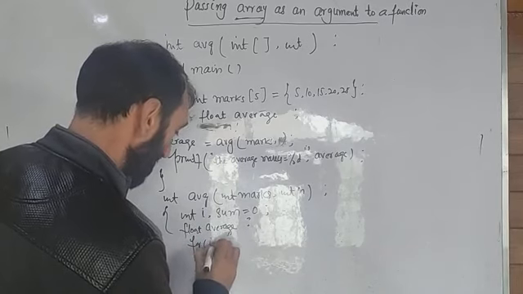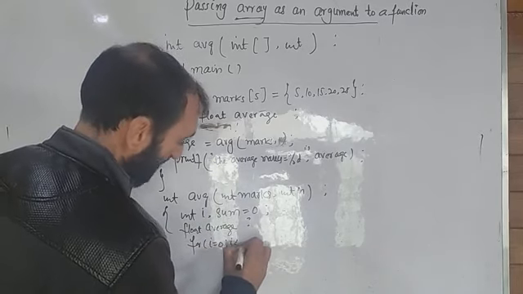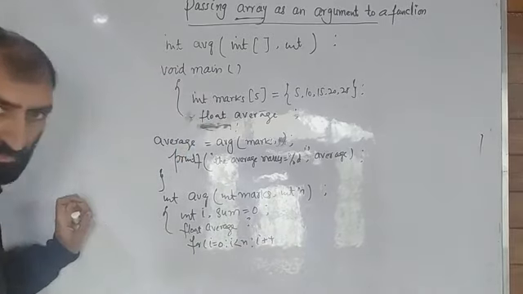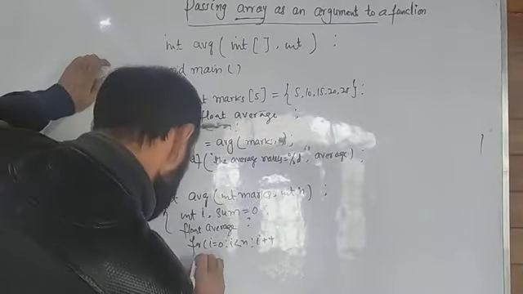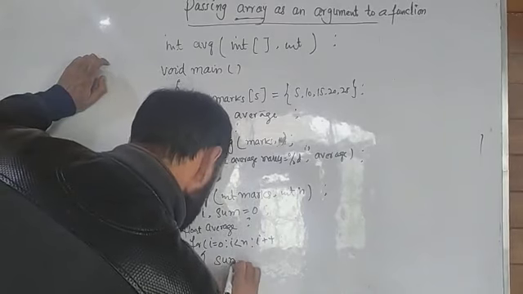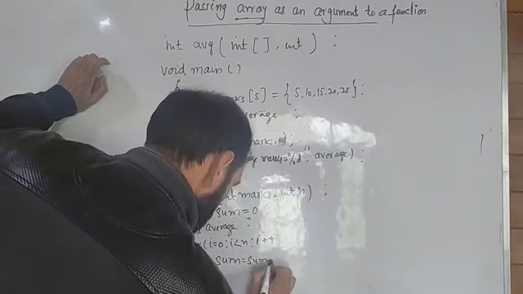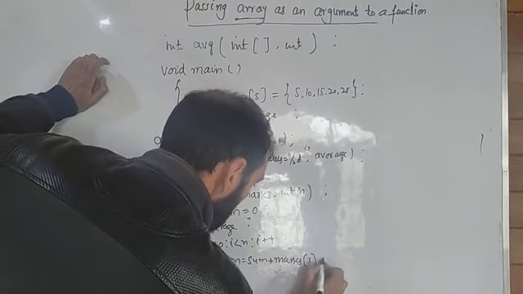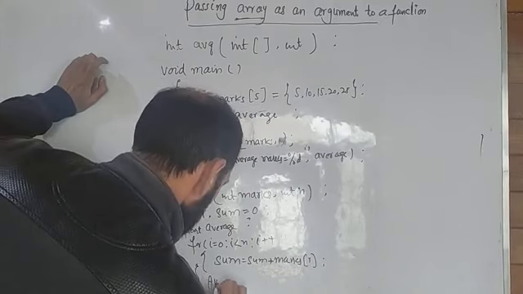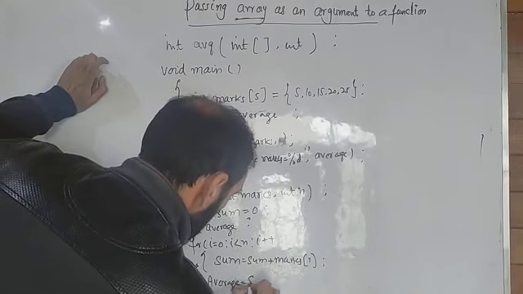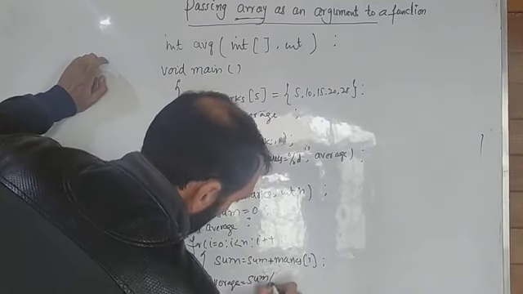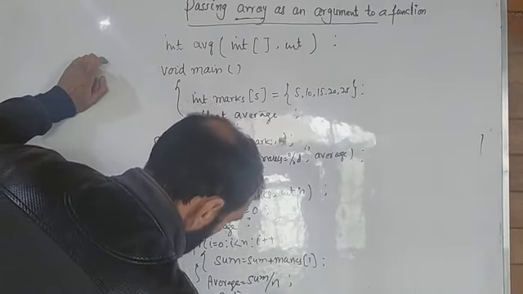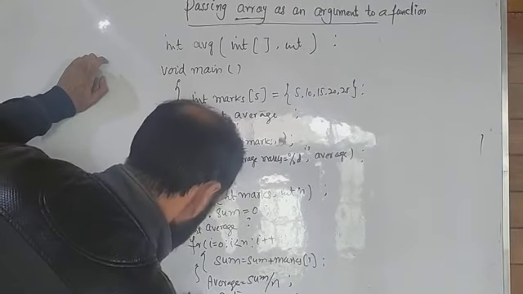For i equal to 0, i less than n, i plus plus, sum equal to sum plus marks of i. Average equal to sum divided by n. Return average, and that is it.